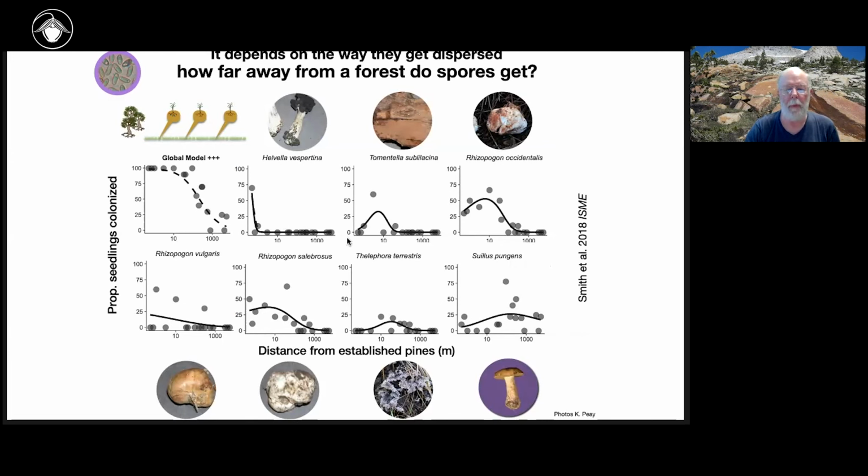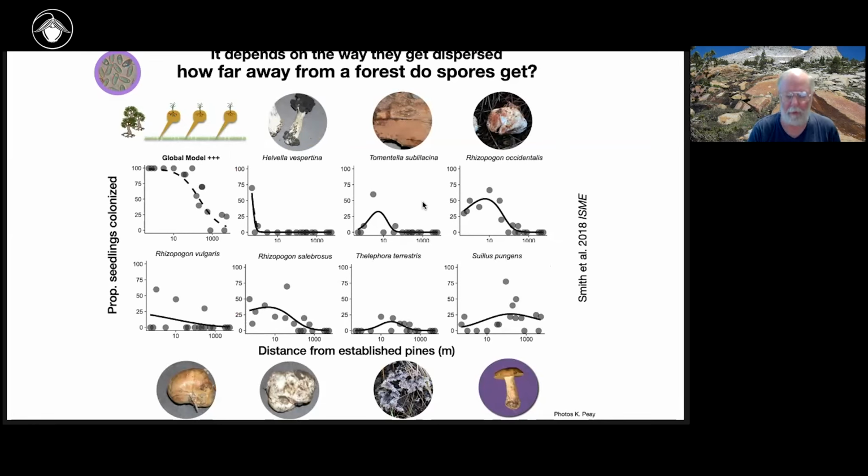So you can see this is a log scale down here. So you'll see this is only 10 meters from the forest. And some of these plateau within 10 meters and then are just not seen again. Here are the Rhizopogons. We'll come back to each of these, but let's look at this one first. It really didn't get anywhere.